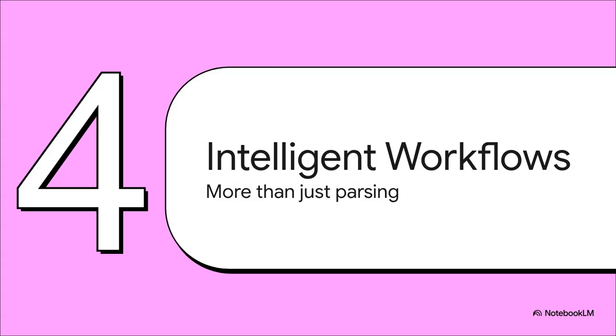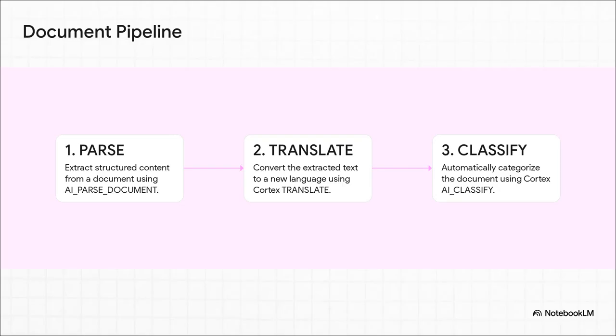But here's where it gets really powerful. This isn't just a one-off trick. The true magic happens when you start chaining it with other Snowflake Cortex AI functions to build these sophisticated automated pipelines. So you can build this awesome automated flow. Imagine this. First, you parse a document to get the clean, structured content. Then, hey, if you need to, you can instantly translate it into another language. And for the final step, you can automatically classify it into categories like finance, legal, or health. And you do it all right inside of SQL.